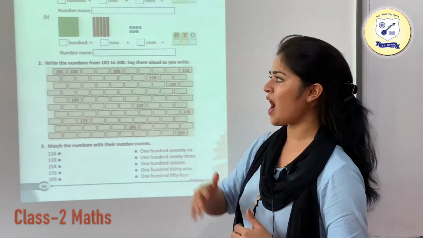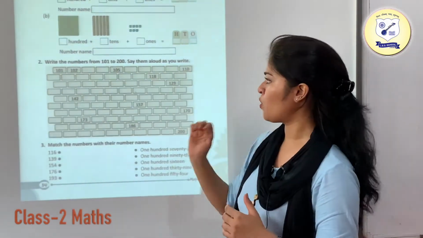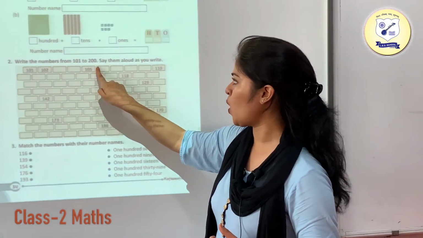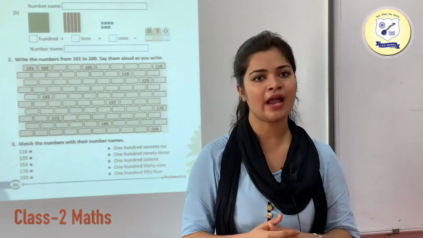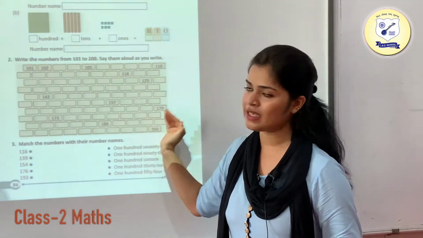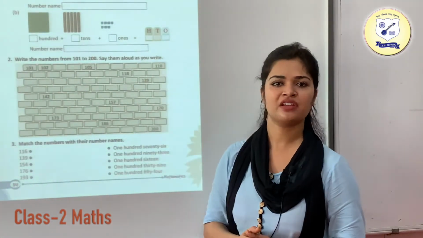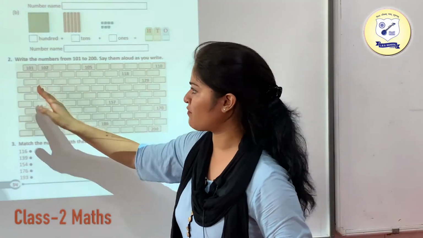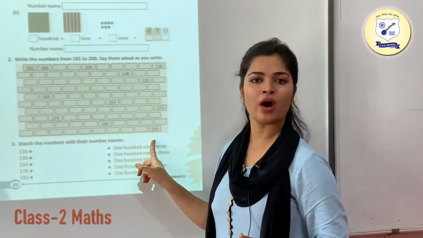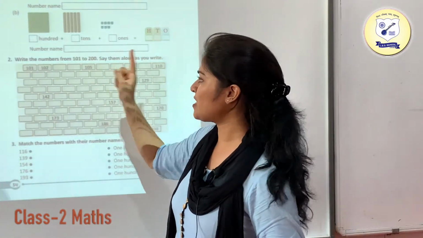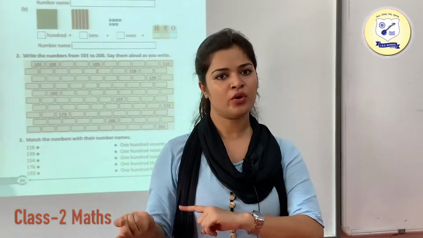So now we are having the next question, in which what you should do is write the numbers from 101 to 200. Say them aloud as you write. First of all, what you are going to do is just fill in these empty boxes or blocks which you are having in front of us, and the numbers are from 101 to 200. So what you are going to do is just write down the numbers which are going to form.